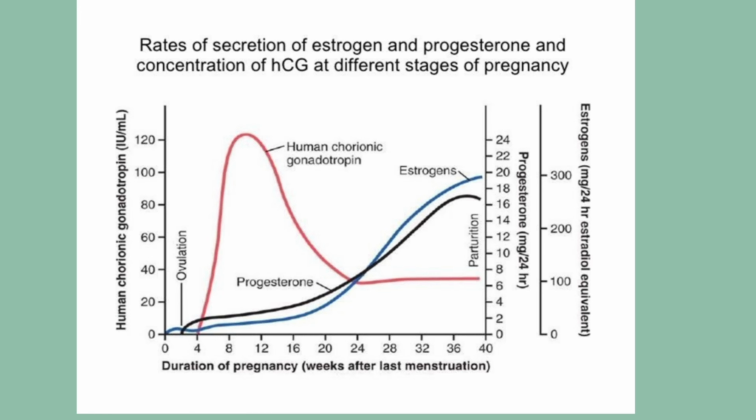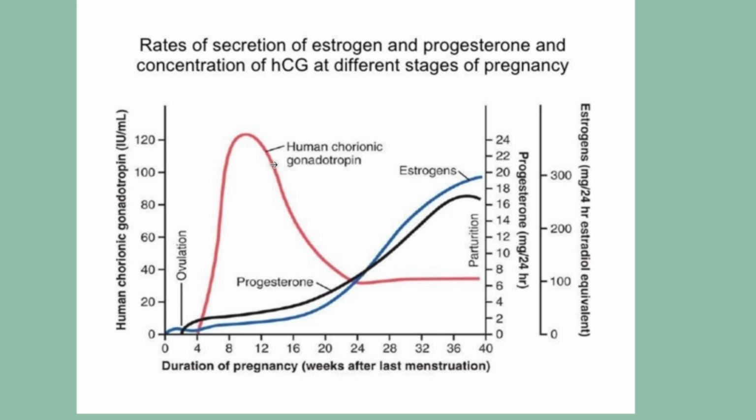Another term, not placenta: trophoblast and chorion. Trophoblast and chorion before the placenta is formed. So this is where the HCG hormone is formed. The major function of HCG is to prevent the degeneration of the corpus luteum.